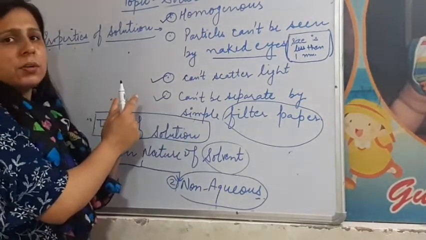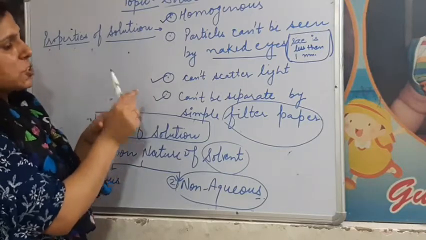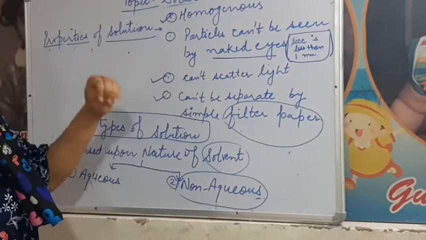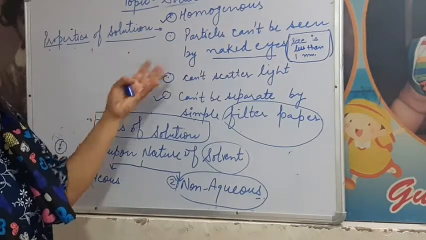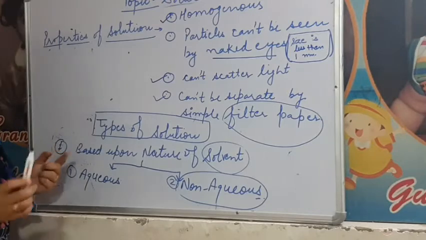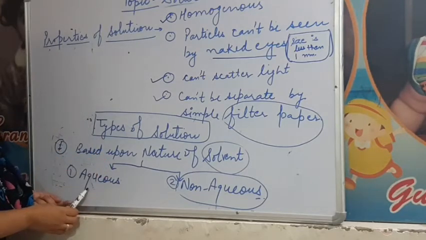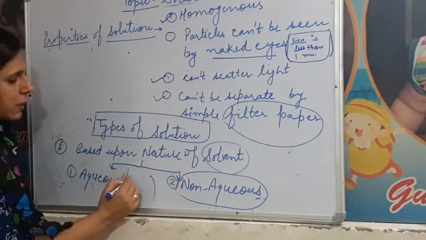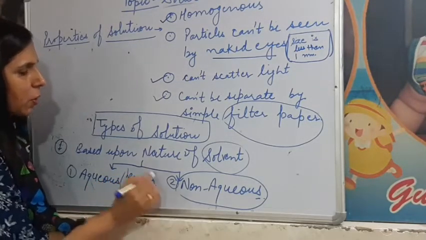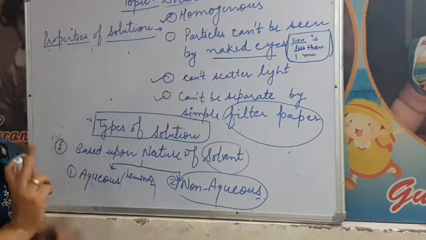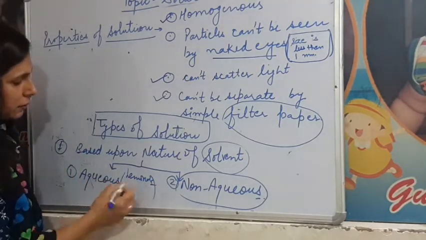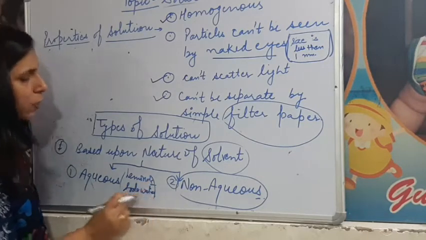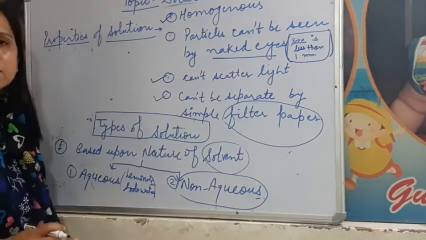In the previous video, there were 4 examples of solution. The first one, lemonade, then tincture of iodine, then air, and one more. Can you judge which of these were aqueous and non-aqueous? Aqueous was lemonade, because the medium and the solvent was water. And any other? Soda water. They both were named as aqueous solution.